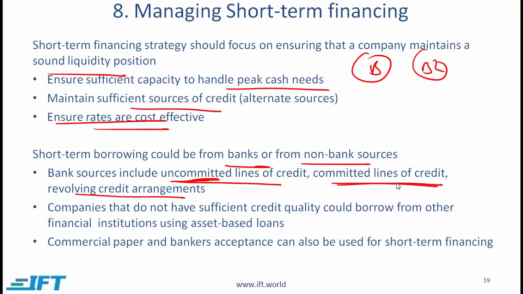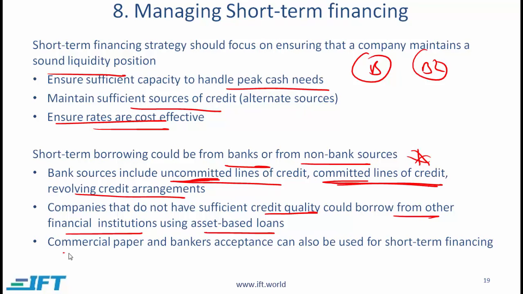With committed lines of credit, a company might be paying a certain commitment fee to a bank, but then, as the name implies, there is a commitment that the company will be able to raise money when needed. This is a popular mechanism in most countries. Companies that do not have sufficient credit quality, in other words, it is difficult for them to borrow from banks, could borrow from other financial institutions using asset-based loans. In other words, companies put up specific assets as collateral and get money in return.